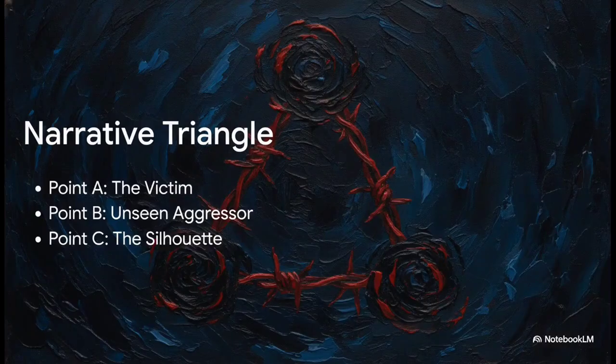All right, with that suffocating vibe established, let's break down the composition. The artist masterfully constructs the psychological trap using 3 distinct points of tension. I like to call this the narrative triangle. We've got point A, the victim's expression, point B, the unseen aggressor's grip, and point C, the foreboding silhouette. Let's methodically break down how these 3 points lock together to ensnare the viewer's eye.